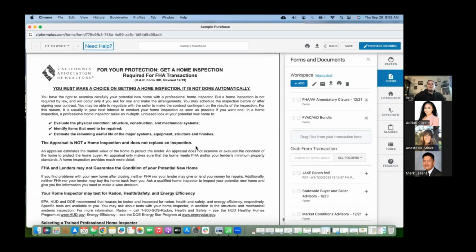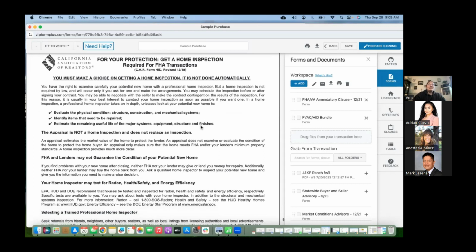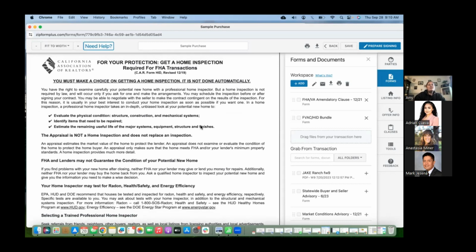Okay. So that's that one. We're going to skip that one. All right. So for your protection, get a home inspection, required for FHA transactions. So remember now, if we click FHA, it's going to include this FVAC HID bundle. So include both forms. And it's a good idea, even if you don't have a VA or FHA loan, to include this form, just because it talks about the importance of the home inspection. That's something that we always recommend.